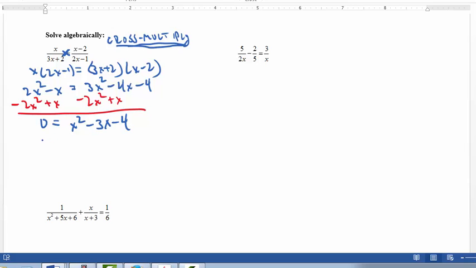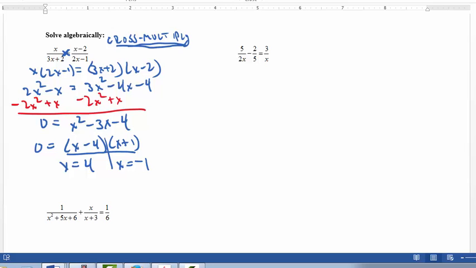And now this is just a quadratic, so what you do is you factor it, and you say, well, what numbers will multiply to negative 4 and add to negative 3? That's going to be negative 4 and positive 1. So when you set each of these equal to 0, you would get that x equals 4 or x equals negative 1.